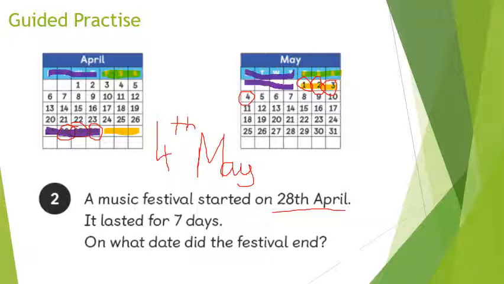So the 4th of May has 1, 2, 3, 4, 5, 6, 7. So I'm happy with that answer. It's lasted for 7 days. I've got all of those dates circled. I've double checked my answer and I'm happy that I've included that first day as well of the 28th of April. And hopefully you managed to get the same answer that I did.